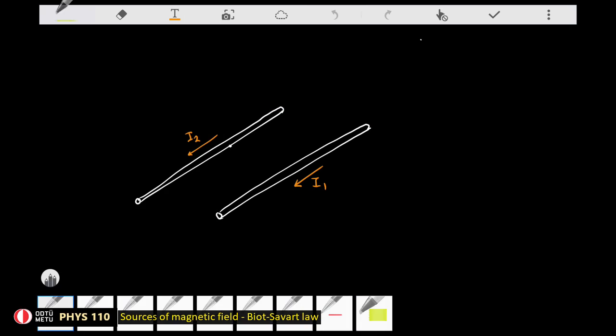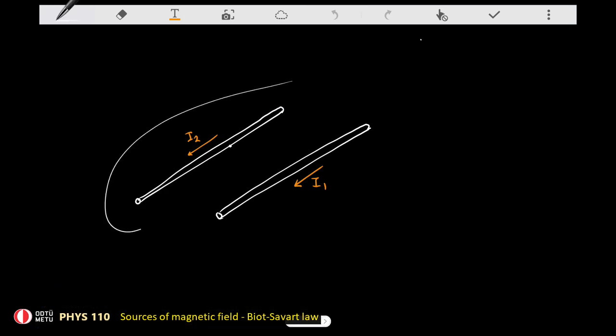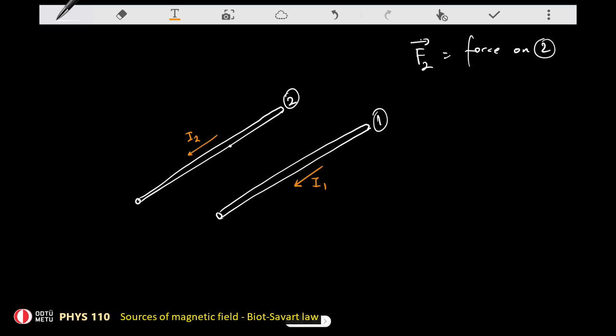I'm going to try to compute the force applied on the second wire. Let me also number these wires. That's the second wire, that's the first wire. I'm going to show the force on the second wire by F2. Let me quickly write force on the second wire. Let's remember the expression for this. The magnetic force on the second wire is the current I2 multiplied with the length and the cross product with the magnetic field. Right? That was the magnetic force applied on the second wire.